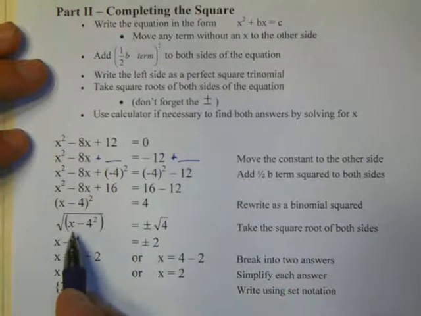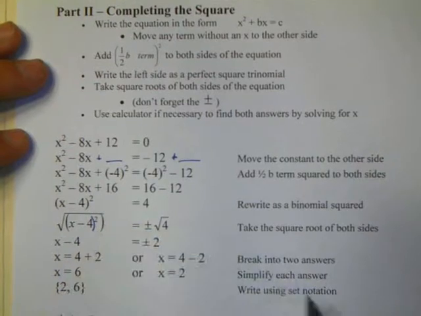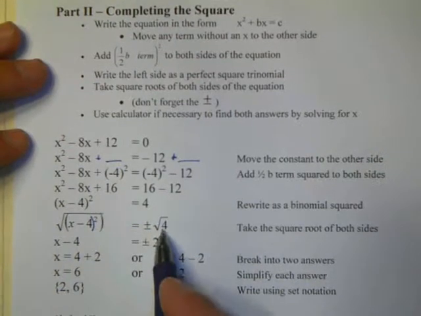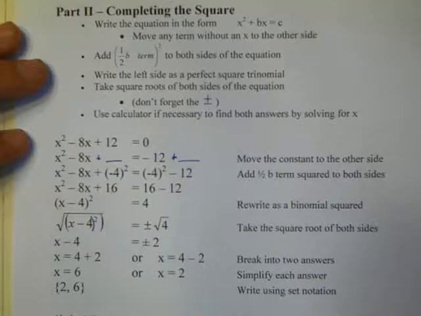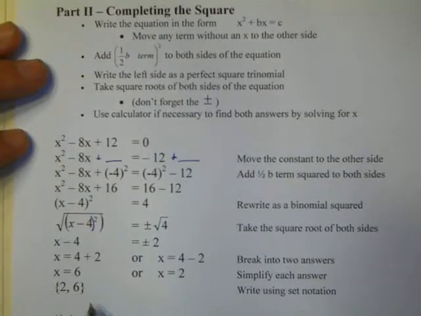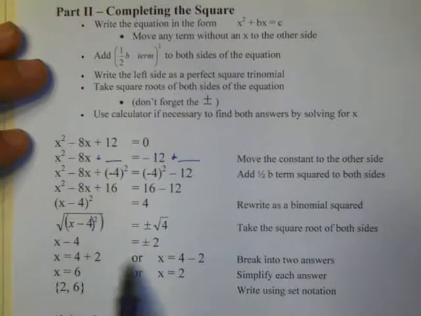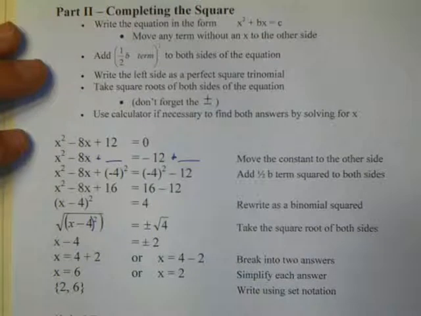We now write the left as a binomial squared and simplify the right. Then we take the square root of both sides, the square root of x minus 4 squared, that parentheses by the way should be right there, and the square root of 4. When we take the square root of both sides, we have to remember that there are going to be two answers, both a plus and a minus. So we have x minus 4 equals plus or minus 2. We now split this into two parts and solve each, giving us our two answers of 2 and 6.